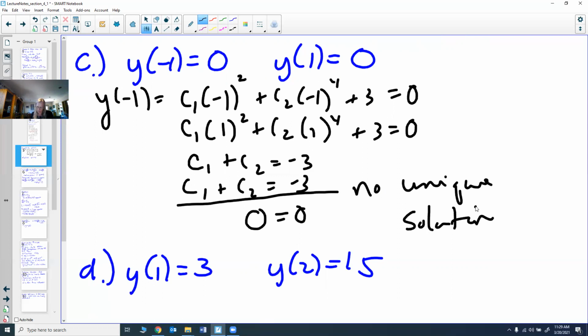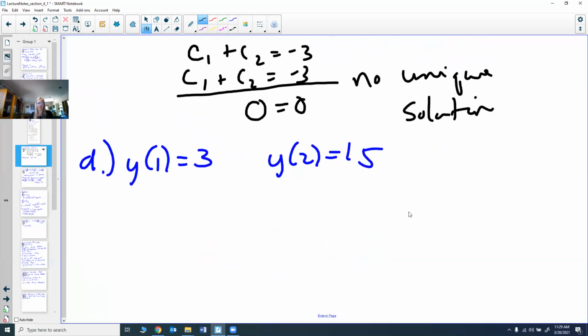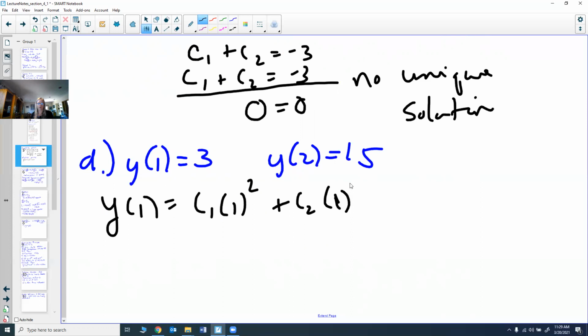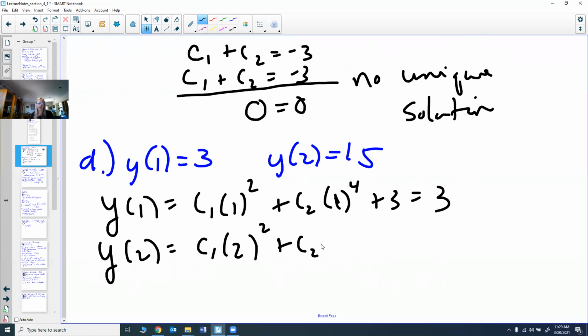Let's try one more. And that is y(1) = 3 and y(2) = 15. So again, we'll do y(1), that's c1 times 1 squared plus c2 times 1 to the 4th plus 3 equals 3. And the other one is y(2) is c1 times 2 squared plus c2 times 2 to the 4th plus 3 equals 15.